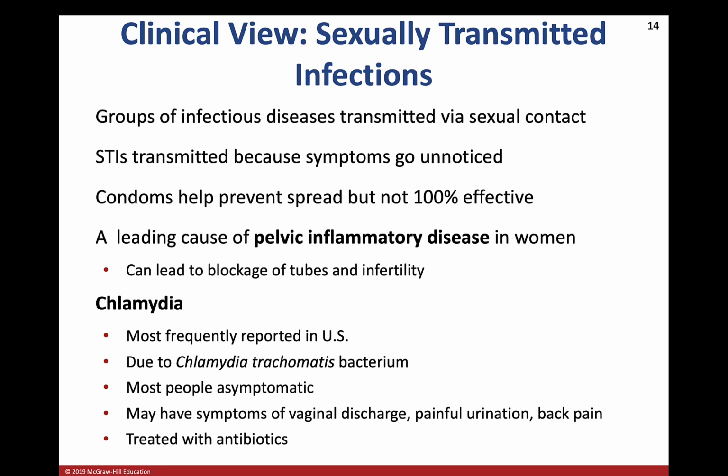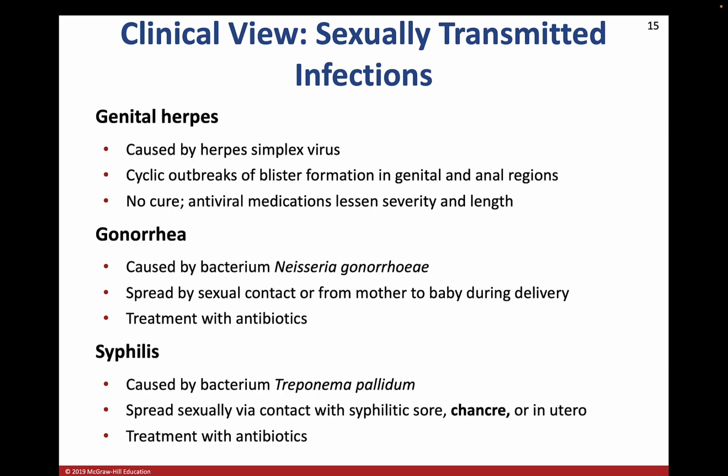Chlamydia, this is the most frequently reported STI in the United States, and it is due to a bacterium. Most people present with asymptomatic infection. Symptoms may include vaginal discharge, painful urination, and back pain. And as this is a bacterial infection, it is treated with antibiotics.